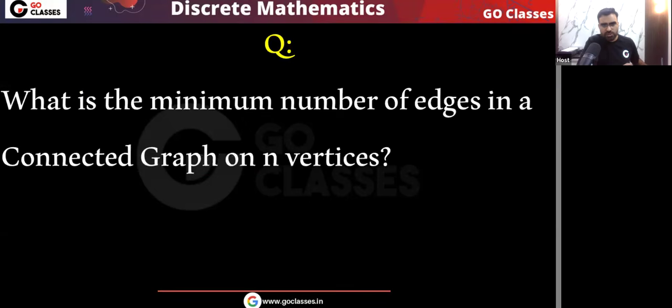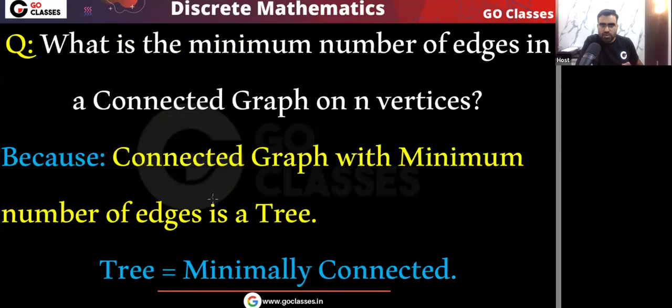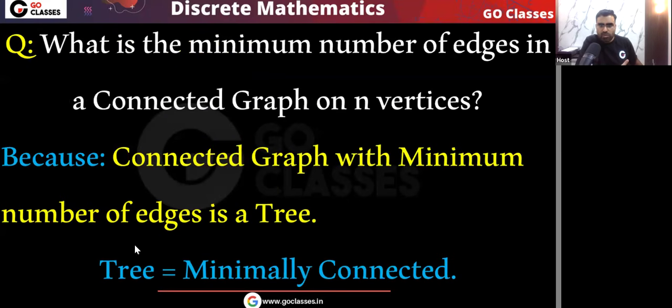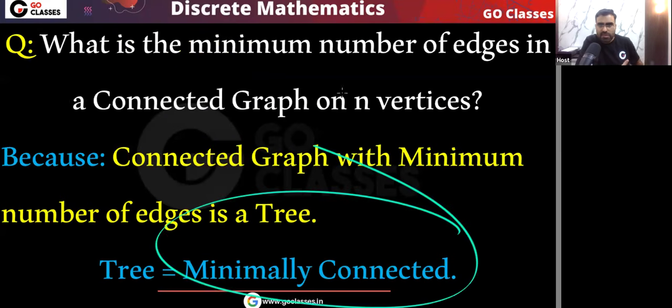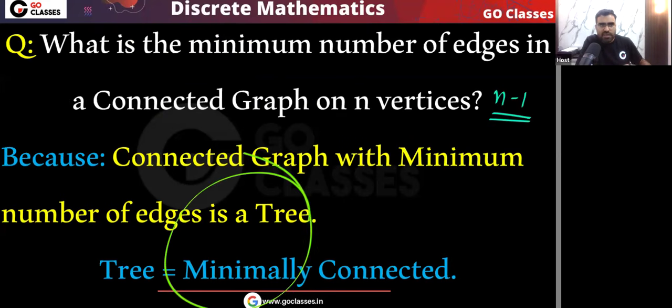Tell me the answer for this question. What is the minimum number of edges you can put in a connected graph? We know that a minimally connected graph is a tree. So you can see that a connected graph with minimum number of edges, that is a tree. So tree means minimally connected. Okay, so you can see the minimum number of edges in a connected graph will be n minus 1. Okay, is this clear? In a connected graph, the minimum number of edges will be n minus 1, because a minimally connected graph is a tree, and in a tree we have n minus 1 edges.